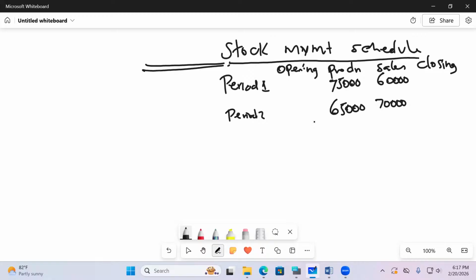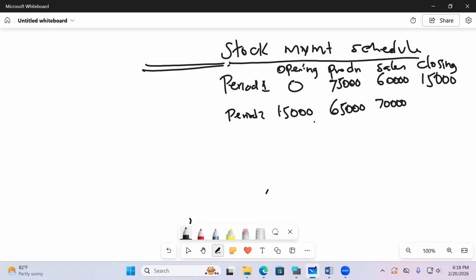Now from these, we can easily get the stock movements. Remember, unless you're told otherwise, period 1 is when we are commencing our production, and we normally begin with 0 units of opening stock. So in period 1, we started with 0, but we produced 75,000. So the goods available for sale were 75,000. We sold 60,000, so the closing will be 15,000. This closing of 15,000 in period 1 becomes the opening in period 2.